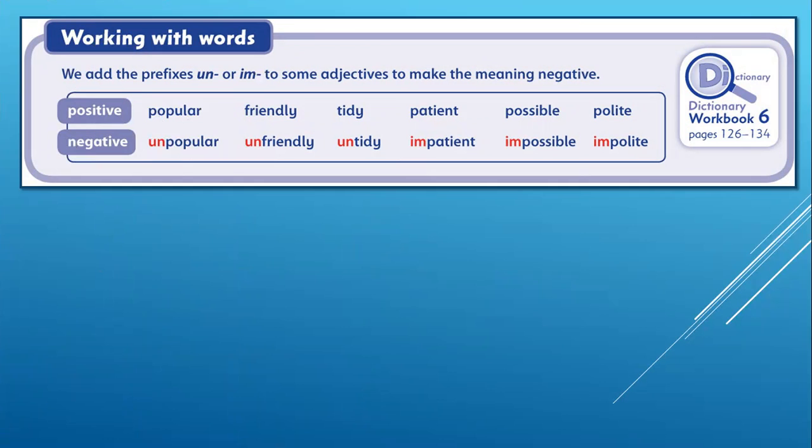So when we add the prefix un, it will be unpopular. So it gives the negative meaning: popular, unpopular. Friendly, it's an adjective already. When we add un, it will be unfriendly.